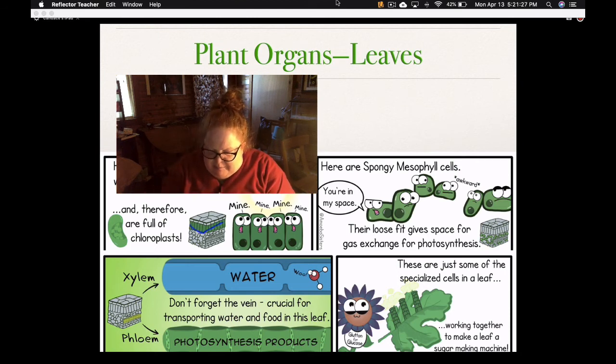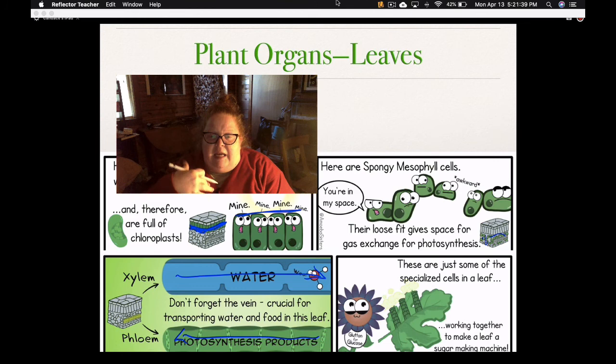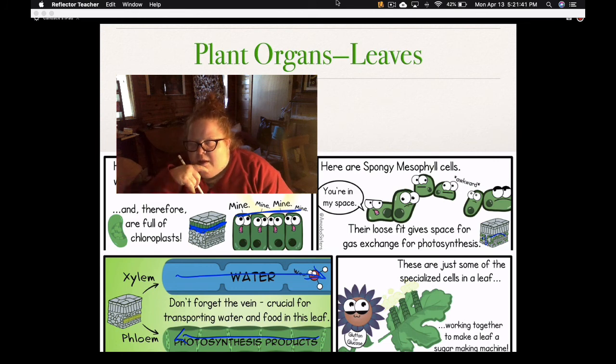So here's our palisade mesophyll with our light capturing plant cells. And then here in the spongy mesophyll, we've got that space in there and that vascular tissue that's going to function in bringing in the water and taking out the glucose. So all of this allows for that leaf to do its job, which is to carry out photosynthesis.